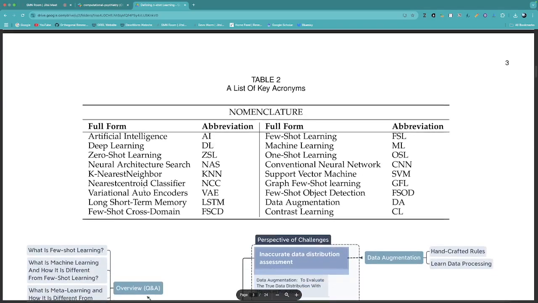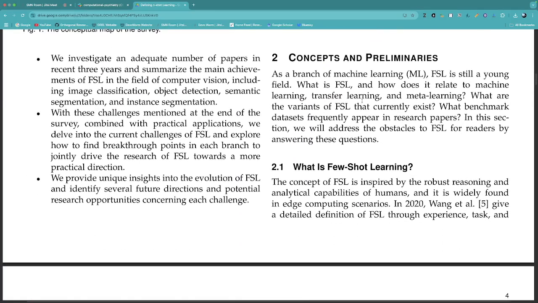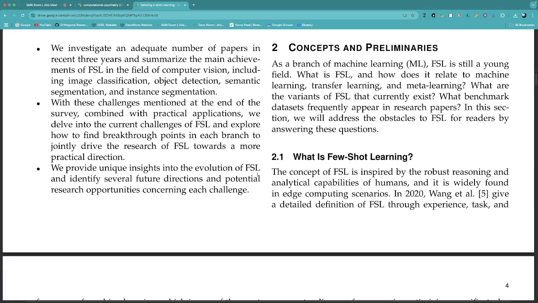So let me see if we have, okay, so this is getting into the concepts, talking about FSL, which is few-shot learning. And so they say, what is few-shot learning? The concept of few-shot learning is inspired by the robust reasoning and analytical capabilities of humans, and it is widely found in edge computing scenarios.